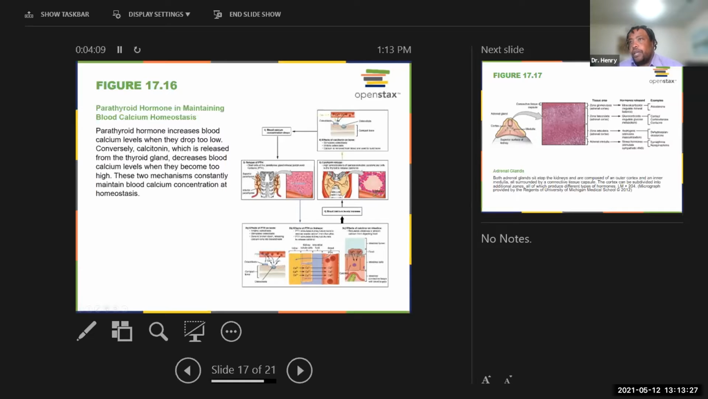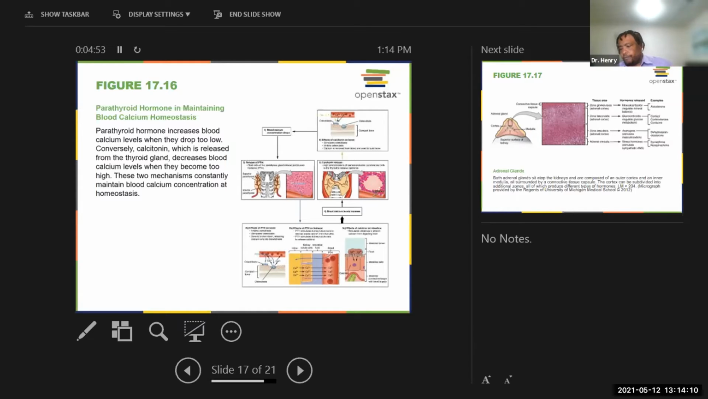Okay, so again, we have a negative feedback loop controlling the system of calcium homeostasis. If our blood calcium levels drop, we will compensate for that. And then as those levels rise, we'll turn on other effectors to cause the calcium to be deposited in the bone. So all of this is being controlled by the parathyroid hormone, right?